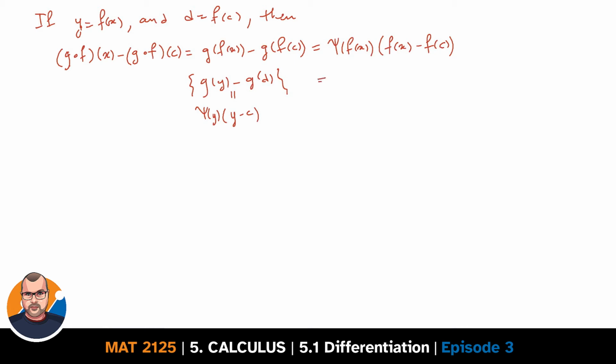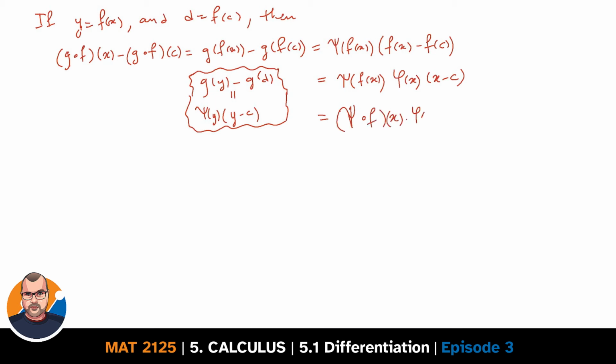Well, that's equal to psi at f at x for sure, and now f at x minus f at c by the first part we saw on the previous slide is going to be equal to phi at x times x minus c. So I can do a little bit of rewriting. This is going to be psi composed with f at x times phi at x times x minus c. This is true for every x in the interval J, assuming that f at x is in I.